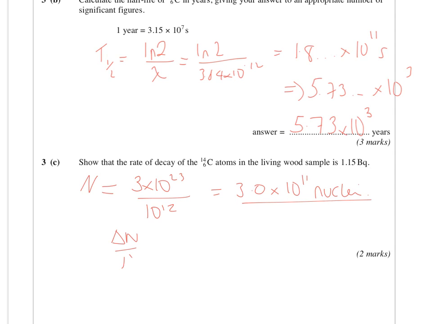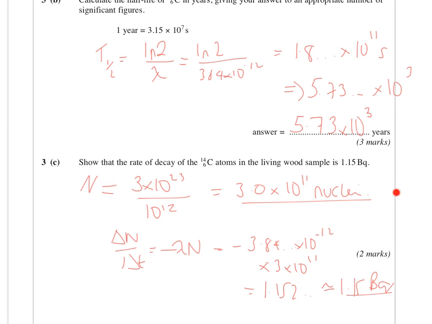And you should know that rate of change of that is given by minus the decay constant times the number of nuclei. So that's going to be what? Oh, it's 3.84 times 10 minus 12. And we're going to multiply that by 3 times 10 to the power of 11. And so if we calculate that, we've got 3 times 3.84 times 10 to the power of minus 12 times 10 to the power of 11 ends up with 1.152, which is approximately 1.15 becquerel. So the first thing we've done there is we've calculated the number of undecayed nuclei, and then we've used this equation to find the rate in this case.